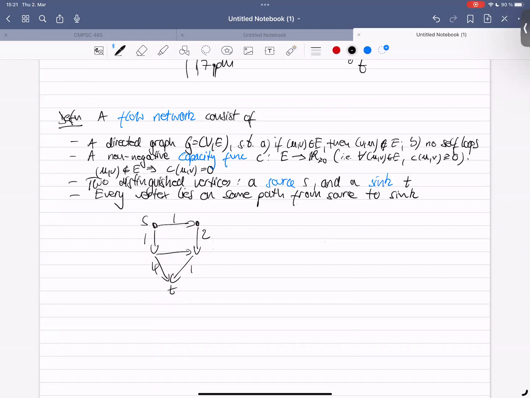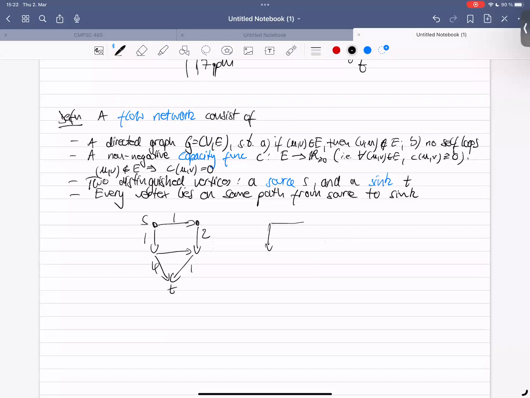Now, a bad network, one we can't really call a network, could look like this, for example. Here we have the source. Again, we have our sink. And this looks very similar, except that I think one edge is missing. I can assign the same capacities to my edges. Is this a good or bad network? And is it a flow network as we defined it?